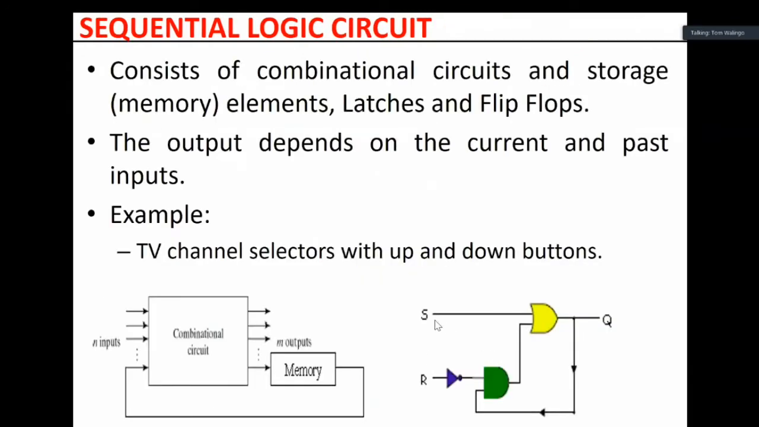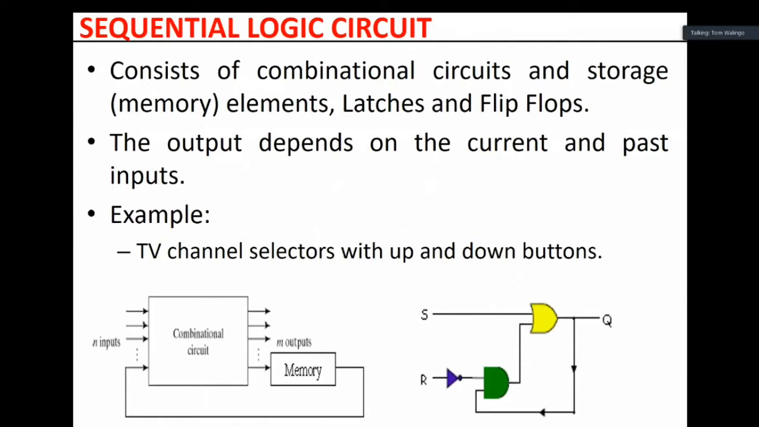The next one is the sequential logic circuits. This one consists of combinational circuits and storage elements. It has memory. We say the combinational circuit does not have memory. It just depends on what is at the input. A sequential logic circuit, once you take a combinational circuit and add on memory, then you get a sequential circuit.